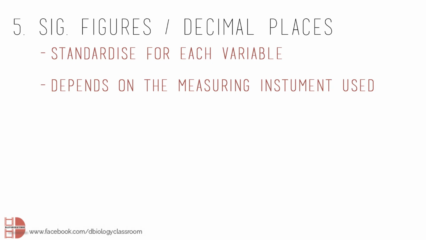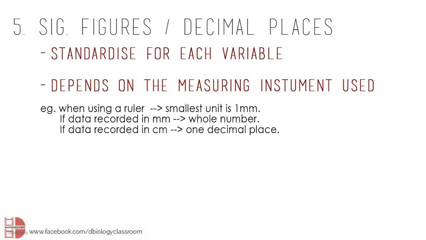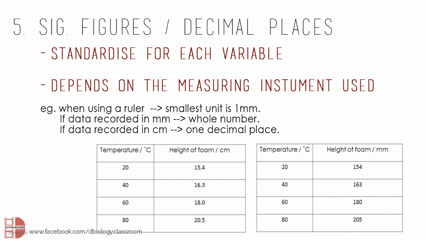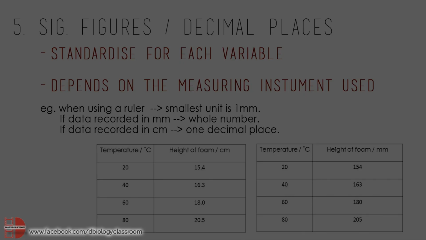Record quantitative data to the same number of significant figures dependent on the measuring instrument used. For example, if you are using a meter ruler to measure something, the smallest unit is 1 millimeter. So if you are recording your data in centimeters, there should be only one decimal place, and if you are recording in millimeters, there should be whole numbers.